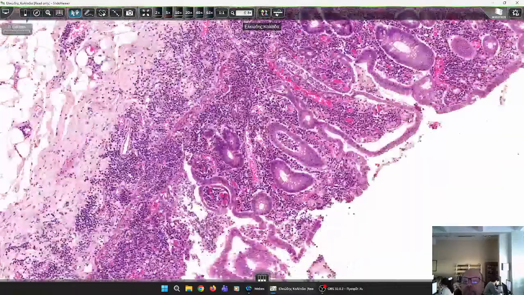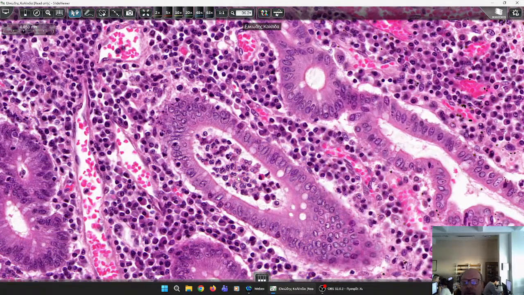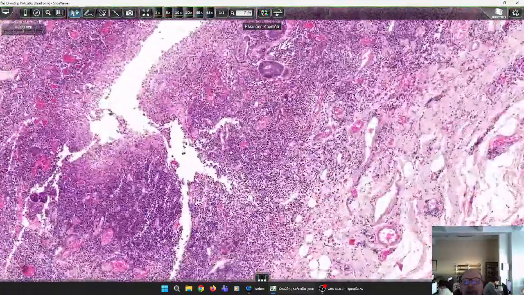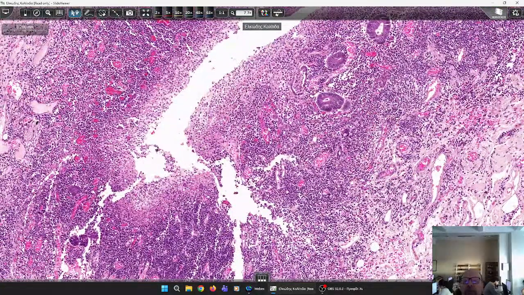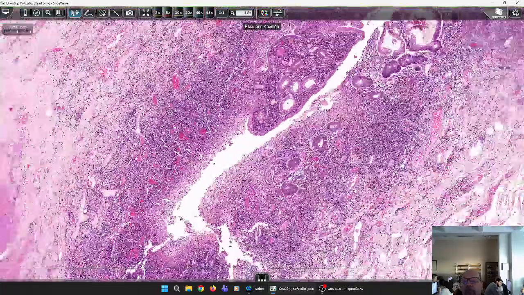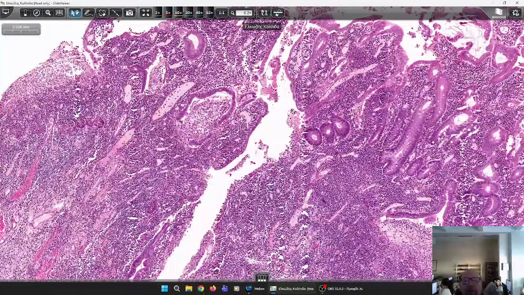What else do we see? Here we have some endocryptic microabscesses with neutrophils. So this tells us that the ulcerative colitis is in an active stage. Here we have the ulcer, destruction, granulation tissue formation here. And another interesting feature, here you see that some crypts have ruptured. If you see granulomas here, it is consistent with ulcerative colitis.